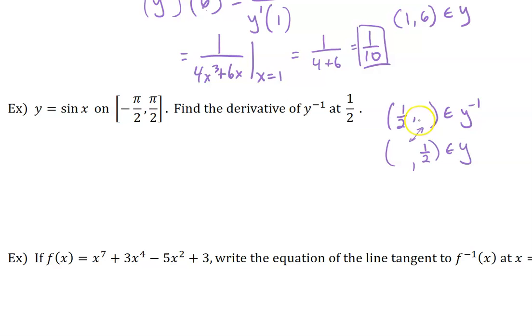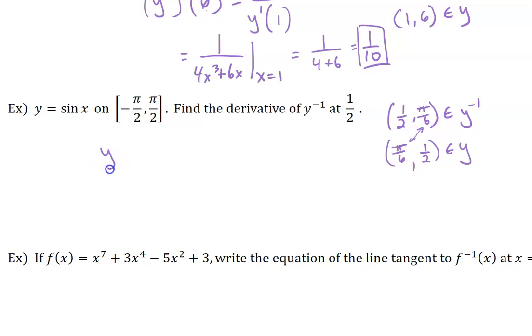Okay, so if we're only given one x coordinate, go back to your original function and ask yourself sine of what is equal to 1/2. Okay, sine of what is equal to 1/2, and the answer to that is pi over 6. So that means pi over 6 goes in both of these spots. Okay, and yes, we are always in radians.